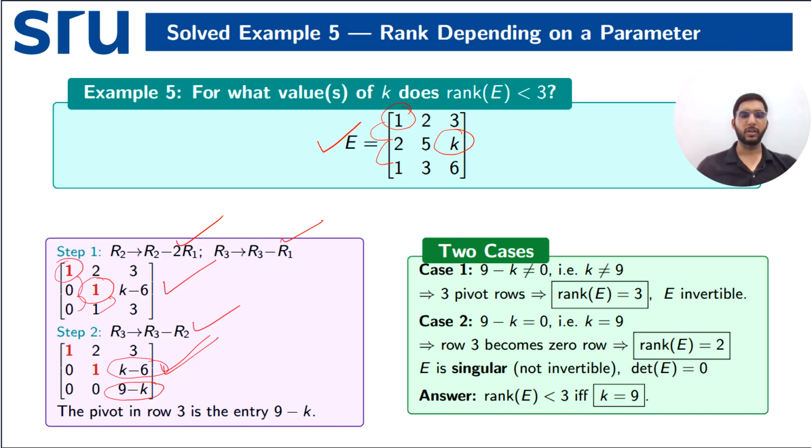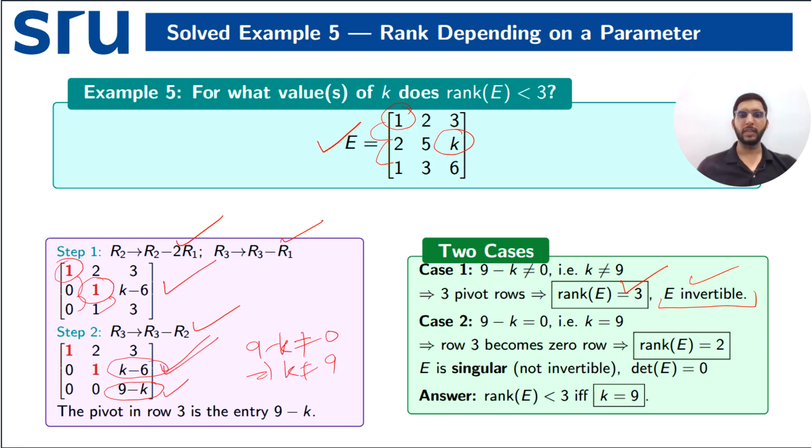Now the following cases arise from this. If suppose your 9 minus k in the third row is non-zero, that means if k is not equal to 9, in that case it will become the pivot entry and this matrix will be having rank equal to 3. In that case, this matrix E will be invertible because rank is equal to the maximum possible value. So it is invertible. Okay.